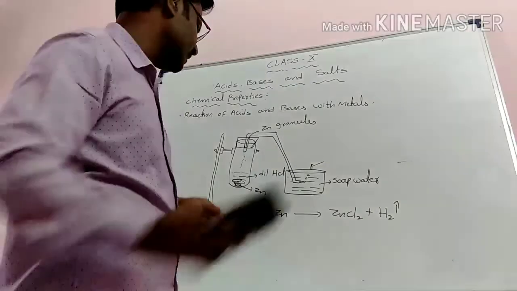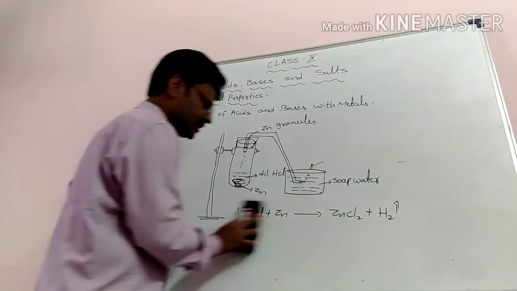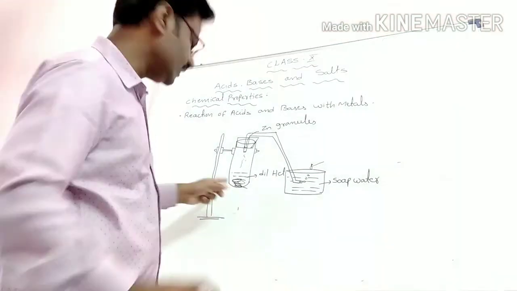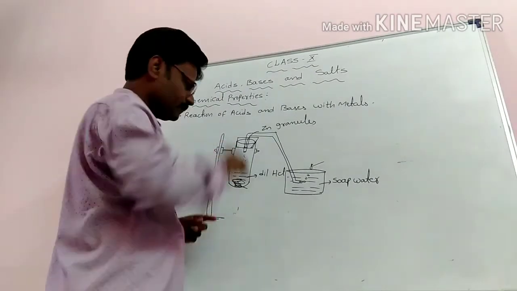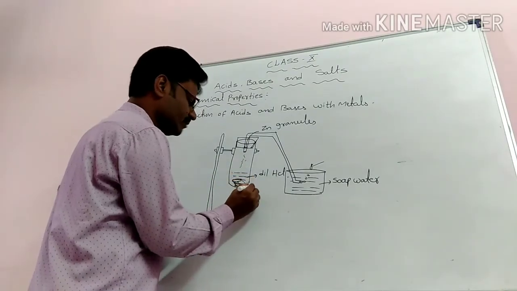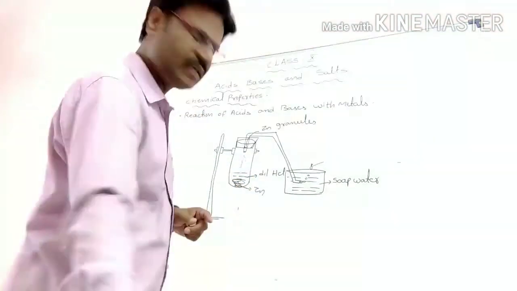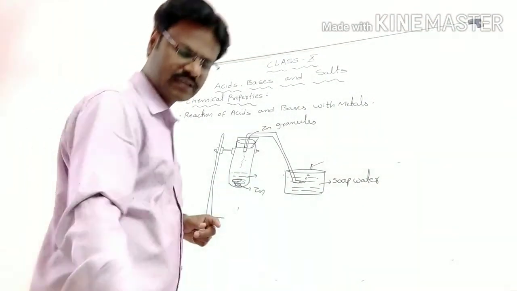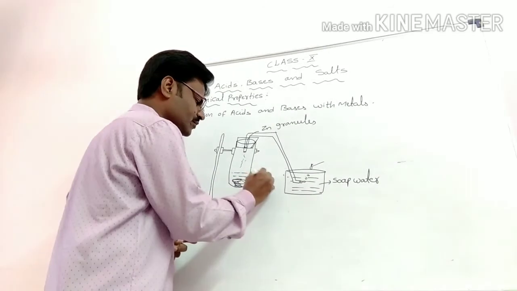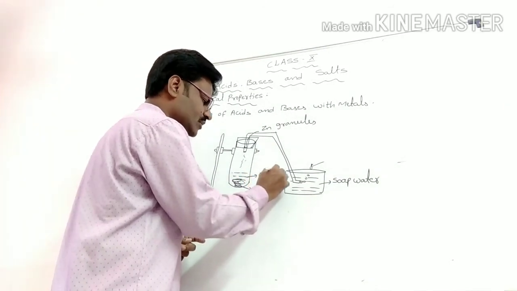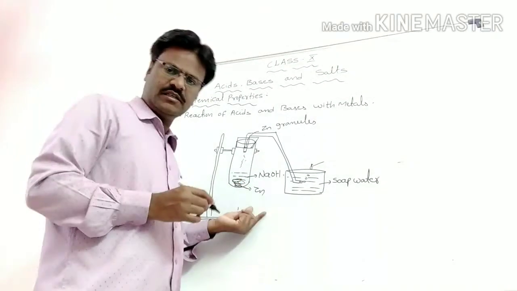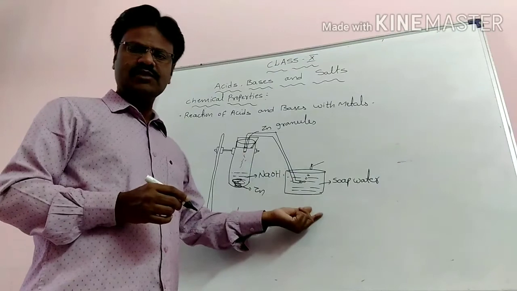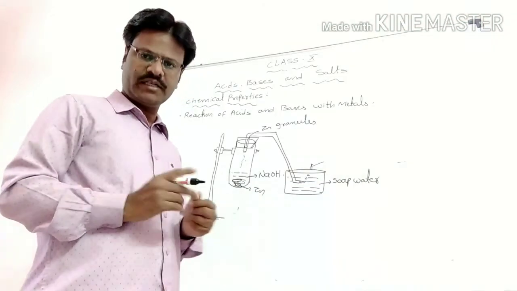So in reaction of bases with metals, here also we are taking the same setup. We should take one test tube. In that we are taking zinc granules. The same zinc granules. But instead of hydrochloric acid, we should add sodium hydroxide. When sodium hydroxide reacts with the zinc granules, it also releases one colorless gas. That colorless gas also produces bubbles in soap water.